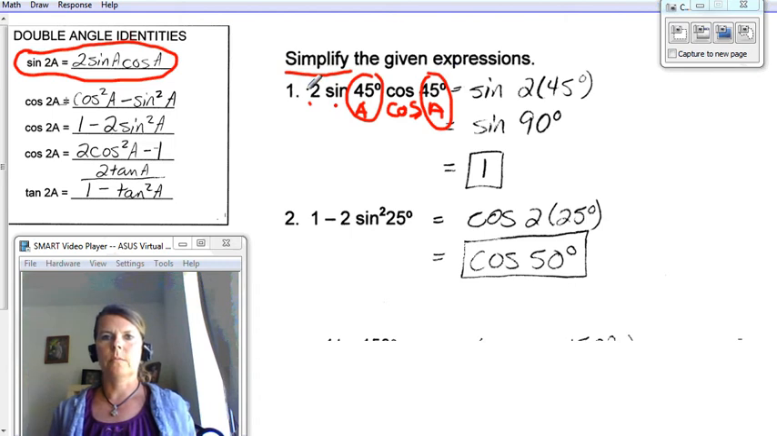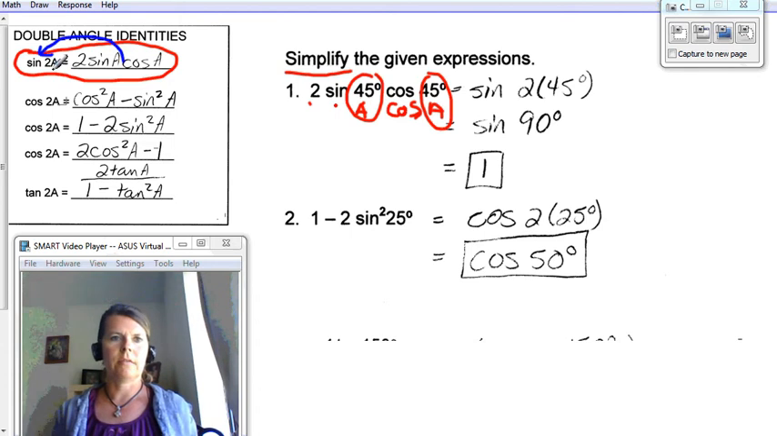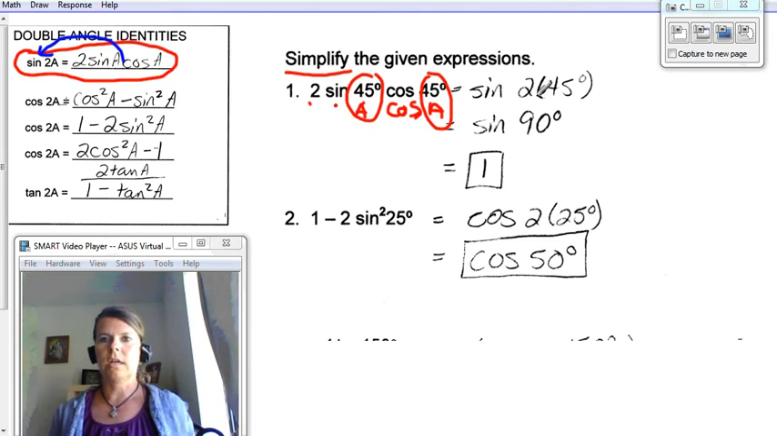So now, when they give it to you like this, 2 sine a cosine a, you got to change it back to this. If they gave you sine 2a, you'd have to change it the other way. But usually if it says simplify, you're going from the longer way to the shorter way. So notice they just wrote sine 2, and here's your a right here. And then 2 times 45 is 90, sine of 90.